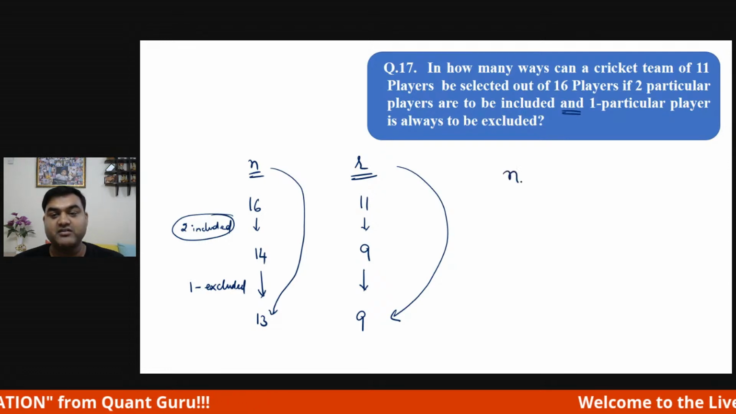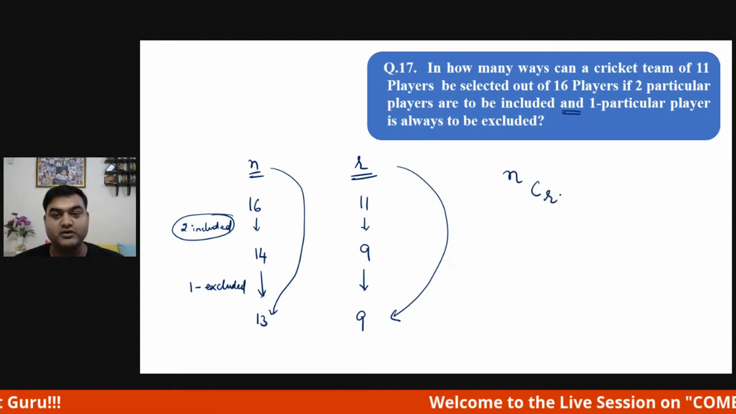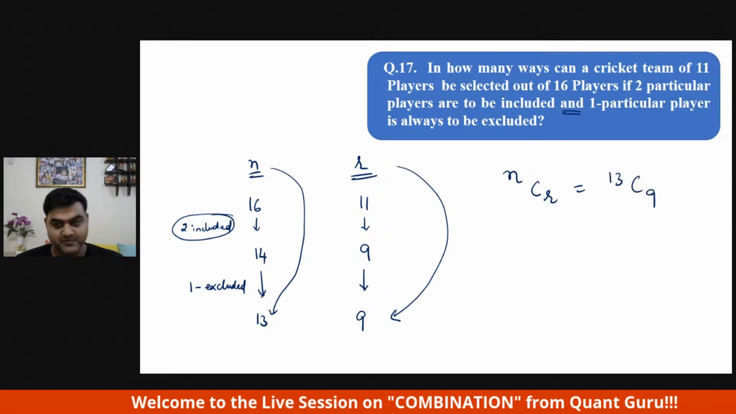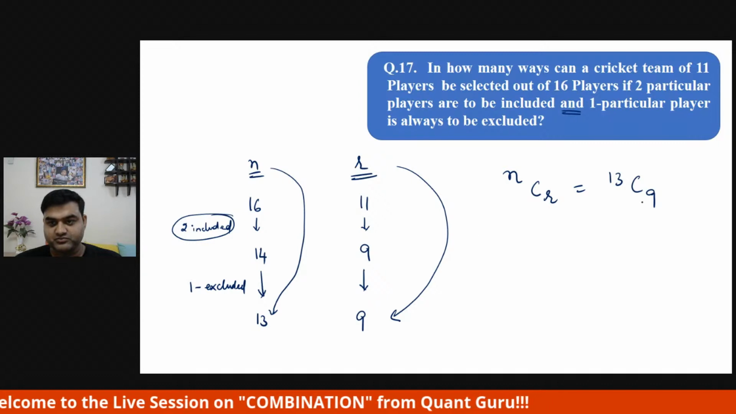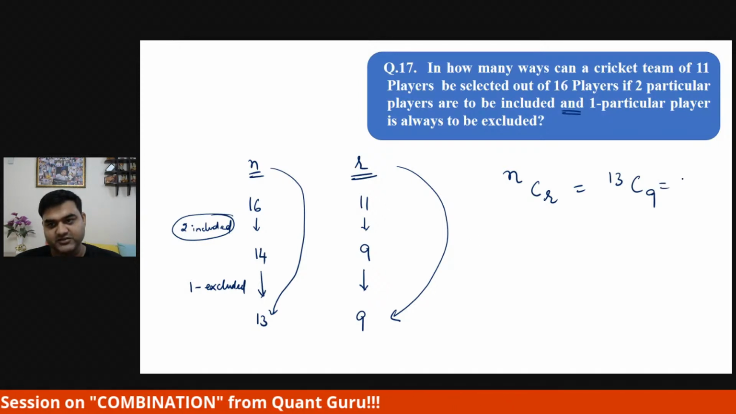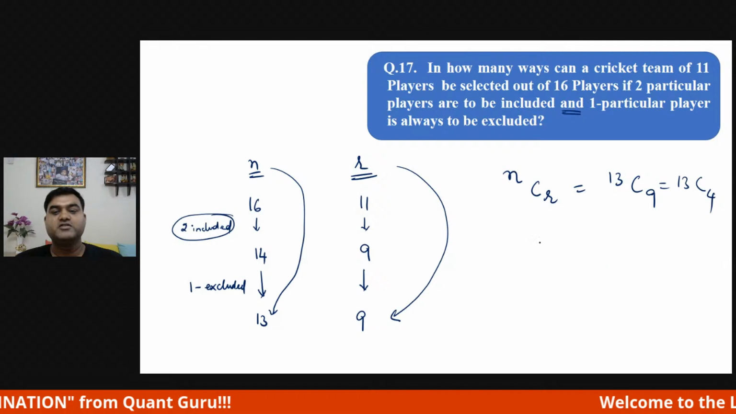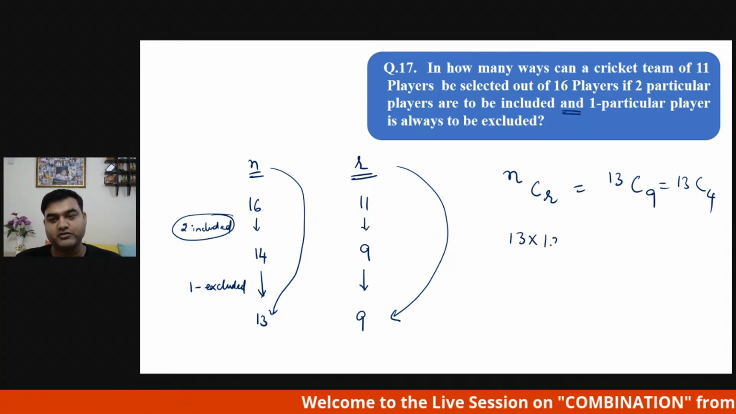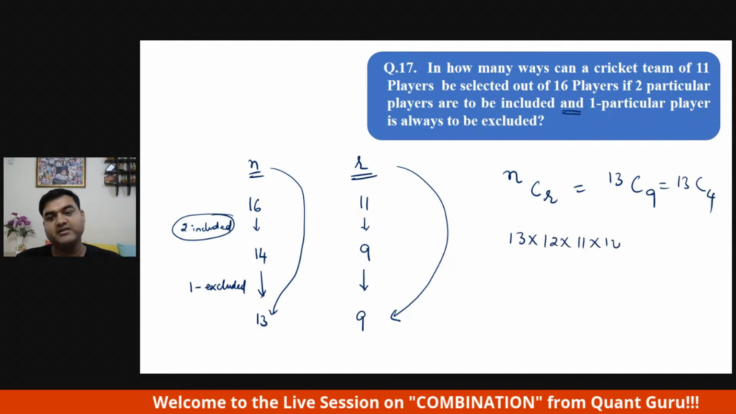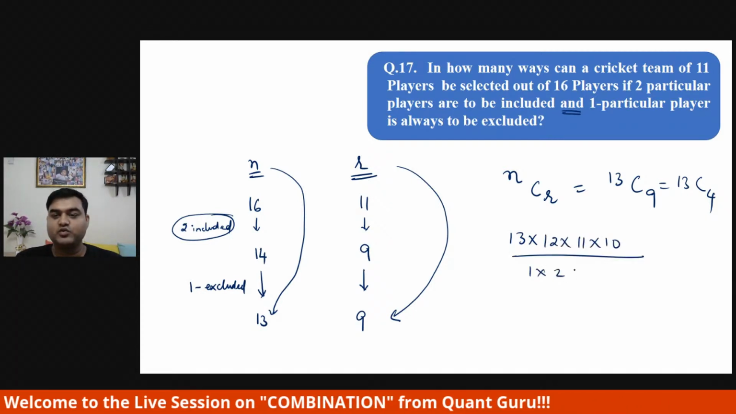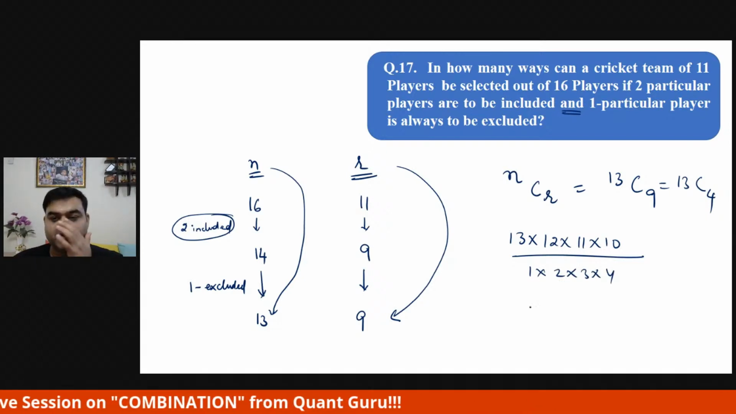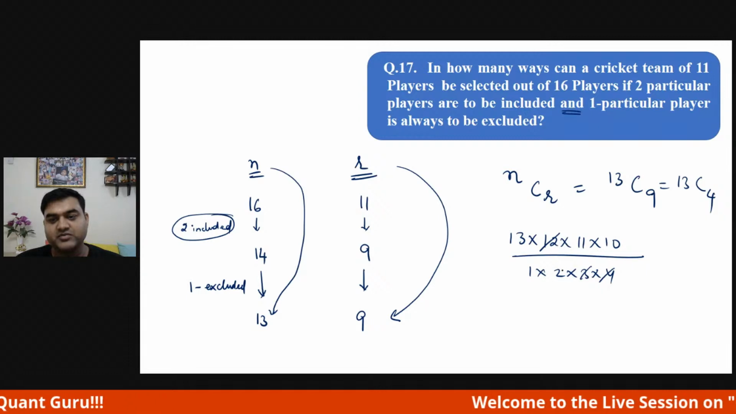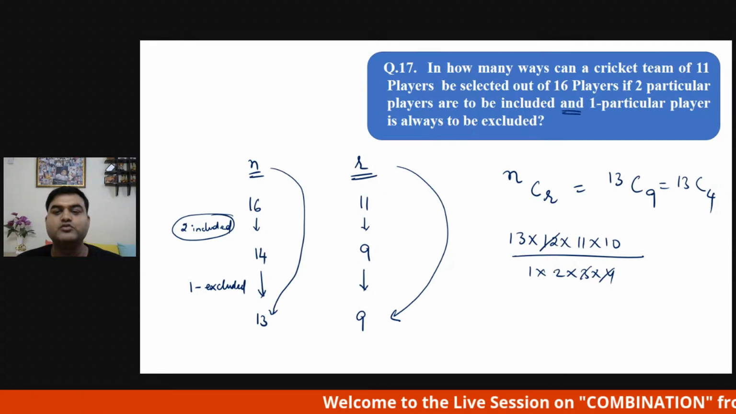So our nCr will be equal to, what will be the value of n? 13. What will be the value of r? 9. So that can be written as 13C4, right? So we can also write it as 13 into, sorry, not 14, 13, 12, 11 and 10 divided by 1, 2, 3 and 4. Yes, this will be the answer. So this goes and this goes 5 times, otherwise we'll do it at the last.